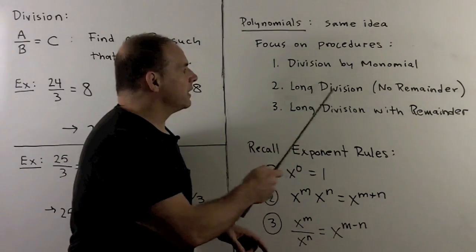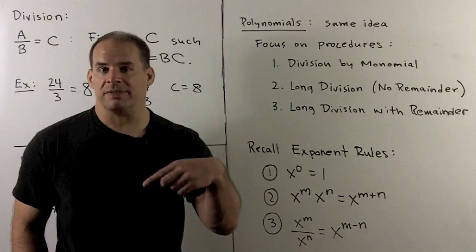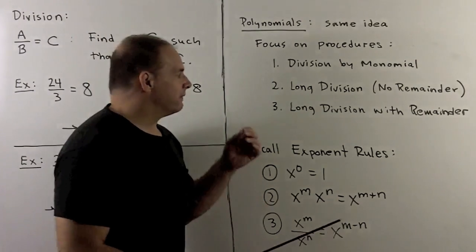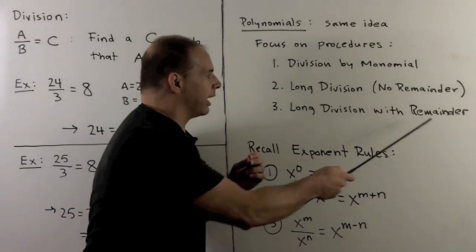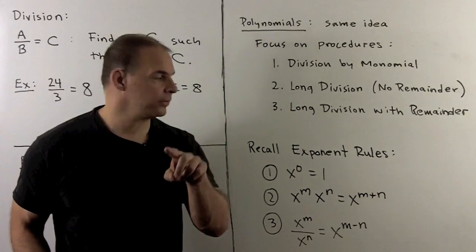Then we'll consider long division. There we'll have no remainder, which means we'll have examples that divide evenly. Then to finish, we'll look at long division with remainders. So that's the full picture.